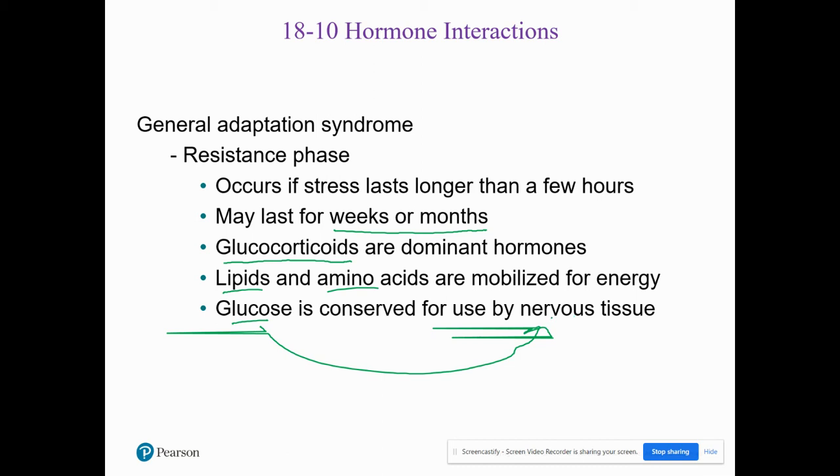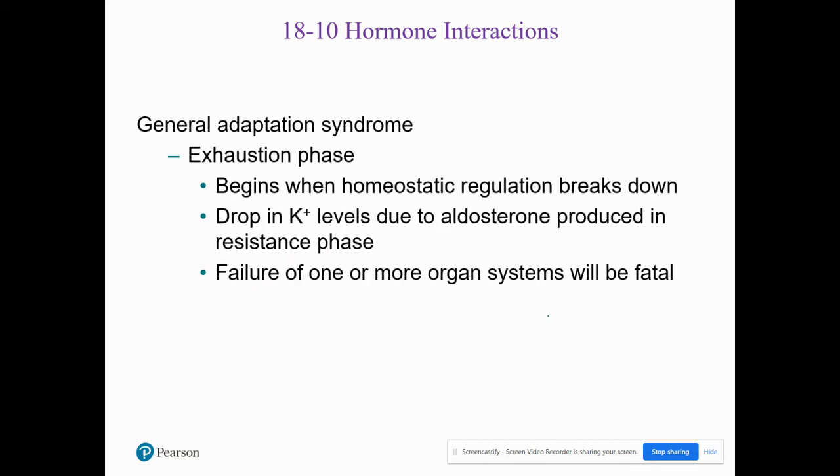It cannot use glycogen. All right, general adaptation syndrome. This is over years. Basically, the homeostatic regulation is broken down. Your body can no longer deal with it. One of the first things we'll see is aldosterone production stays while we lose potassium. And then eventually one of the organ systems is going to fail and it ends up being fatal.